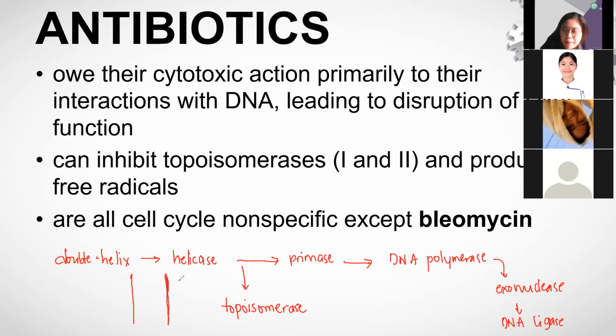So the strands are separated into two by helicase. The problem is, once these DNA strands are separated, they have a high tendency to intertwine again. So topoisomerase is the one that keeps these two strands separated, preventing them from intertwining again. Without topoisomerase, the DNA will return to a double helix. And once the DNA returns to a double helix, all the other processes will not happen. So there will be no replication.